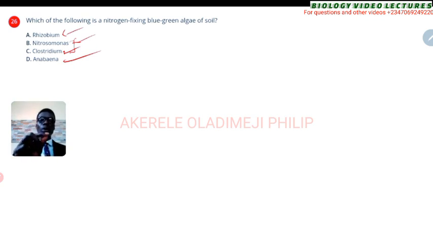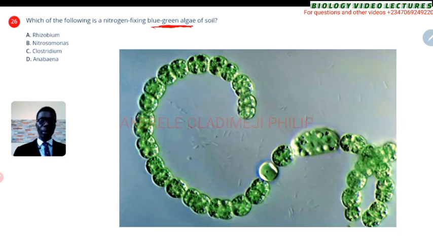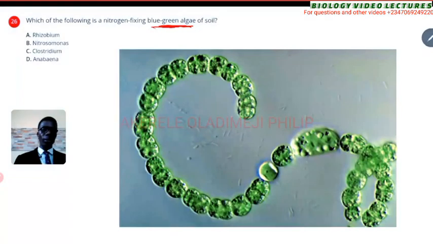But the reason why we didn't choose Rhizobium is that it says blue green algae, so it also photosynthesizes. That's one funny thing about it. I don't know if I have the diagram here. Yes, this is what Anabaena looks like. All right.